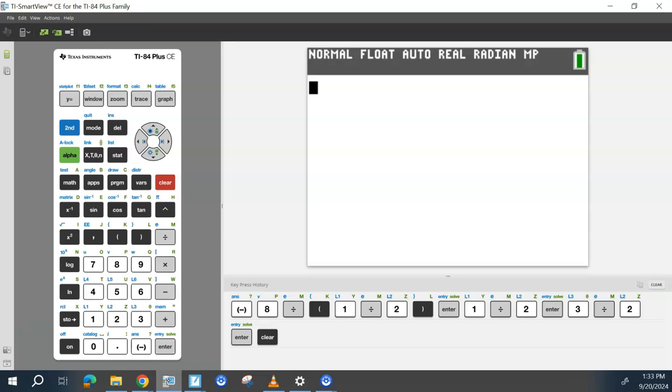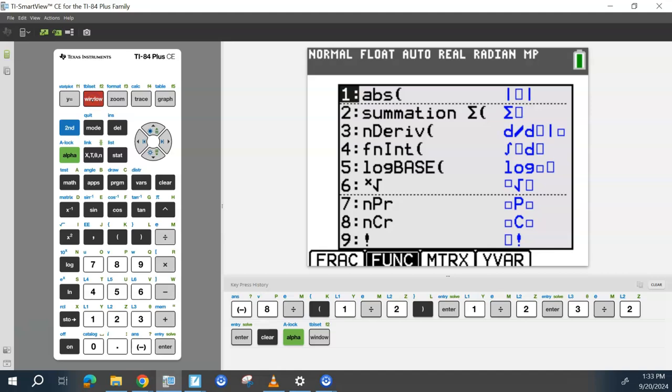If you're putting in the absolute value bars, there are two ways to get there. One is by hitting alpha, window. Everyone do that. Alpha window. So alpha window is at the very top. It's the green button. You may not see this, but you should see ABS, which is your absolute value.